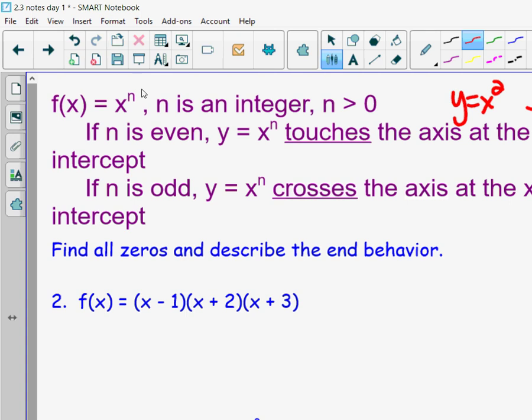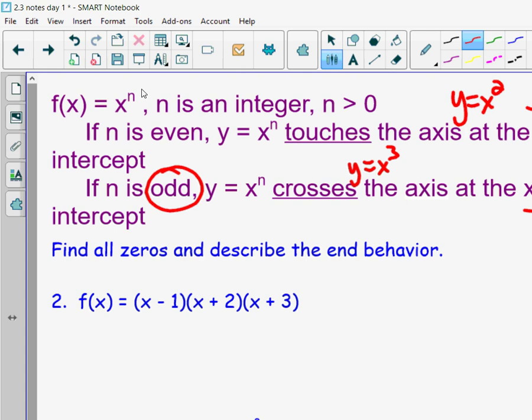But if n is odd, like y equals x to the third, what do we know? We know that it actually crosses at that 0. And again, it's helpful when we're graphing really big polynomials to know that even degrees touch and odd degrees cross.